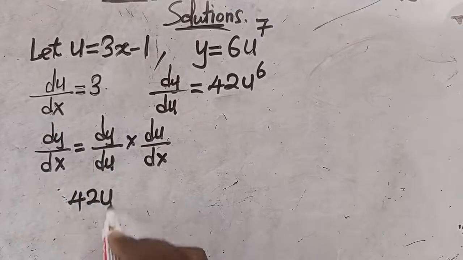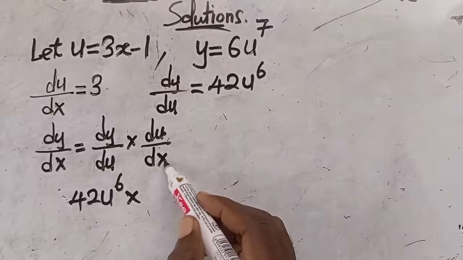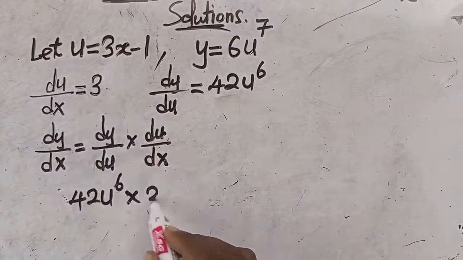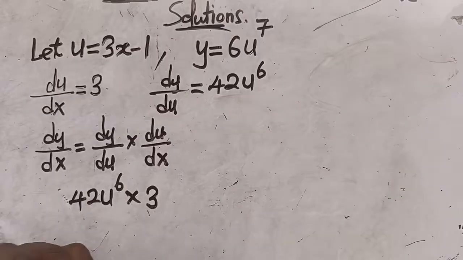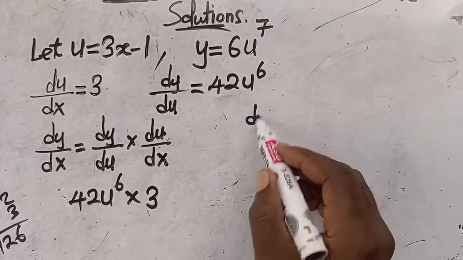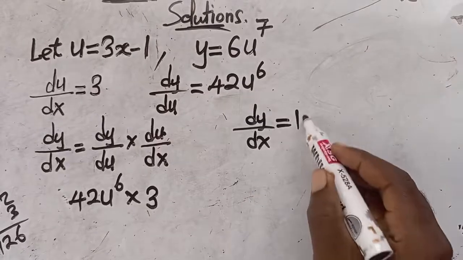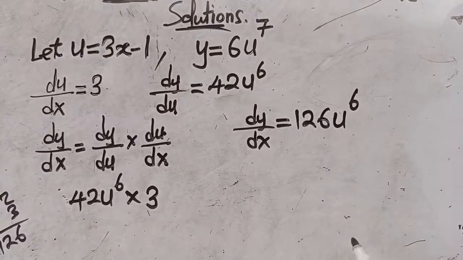Dy du, that is 42 u power 6, times what is du dx? Du dx, that is a 3. You multiply 42 times 3. So 42 times 3, 6, that is 12, 126. So you say dy dx is equal to 126 u to the power 6.